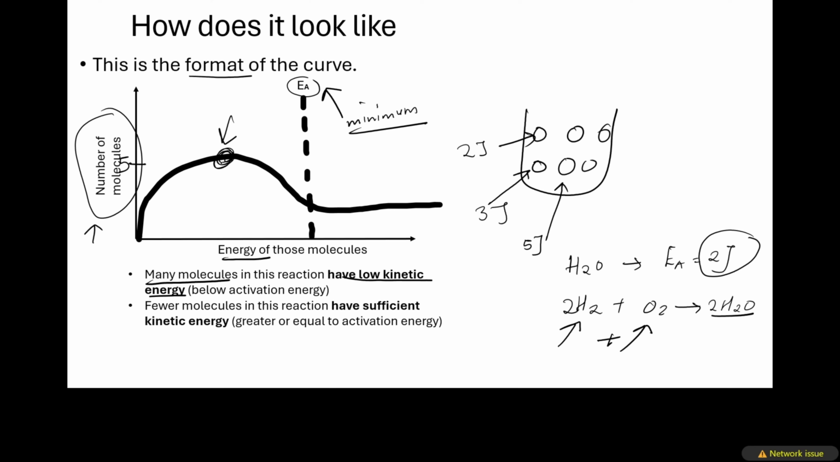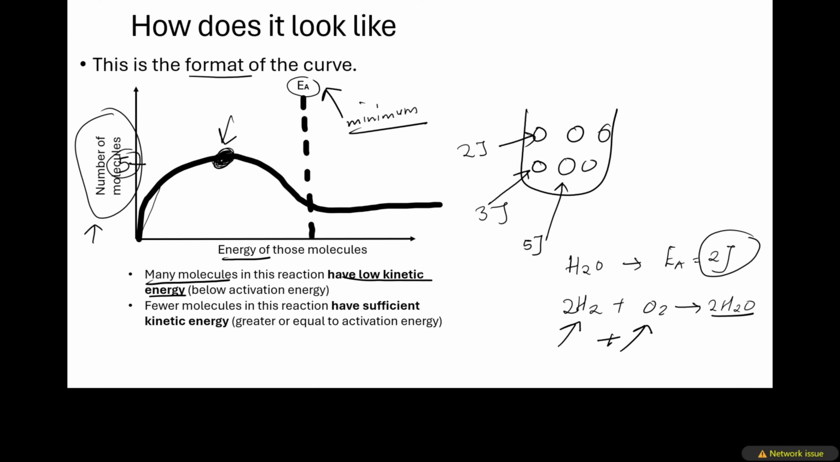So this is the highest number of the molecules that are present. Here, for example, I've said that there are 5 molecules. So you can see that even if you look at any part of the graph, this is the maximum point, or the highest number of molecules present. So many molecules have got what? Have got lower kinetic energy.